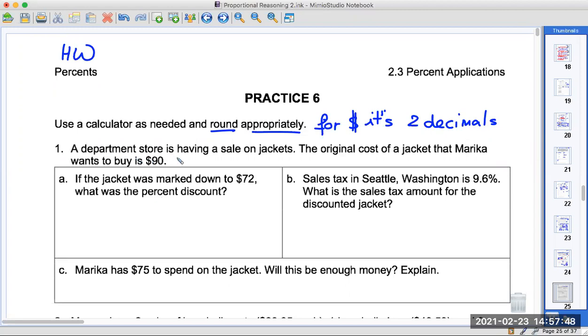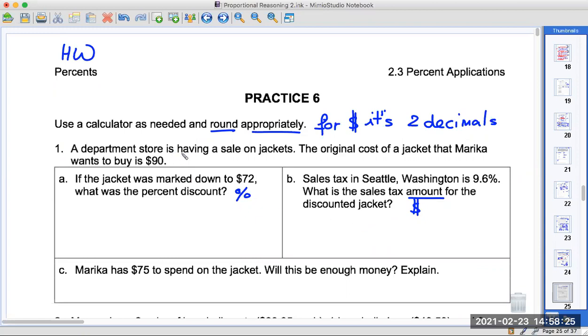A department store is having a sale on jackets. The original cost of a jacket that Marika wants to buy is $90. If the jacket was marked down to $72, what was the percent discount? So you're looking for a percent number here. Sales tax in Seattle, Washington is 9.6%. Here they're giving you the percent. What is the sales tax amount? So this number is in dollars, okay, for the discounted jacket.